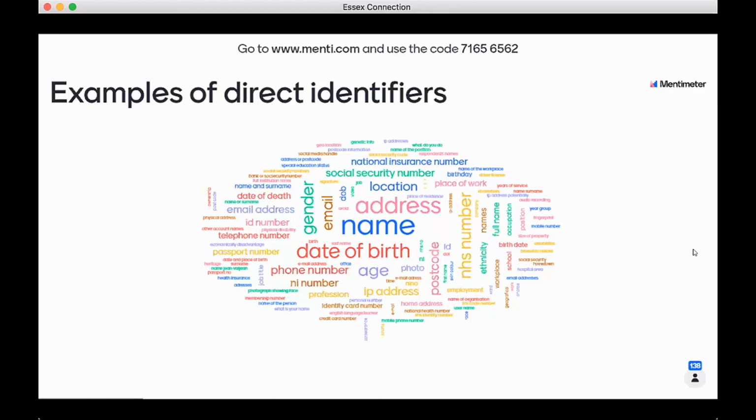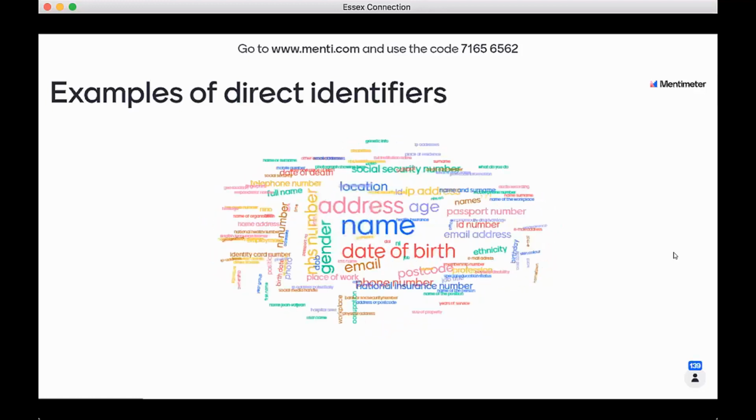So we have name, address, date of birth, email, locations, social security number, national insurance number, NHS number, postcode. So that's all good. Those are direct identifiers. Those are identifiers that would point to a specific individual, and would obviously disclose who they are. Okay, so we're moving on to the next slide now.